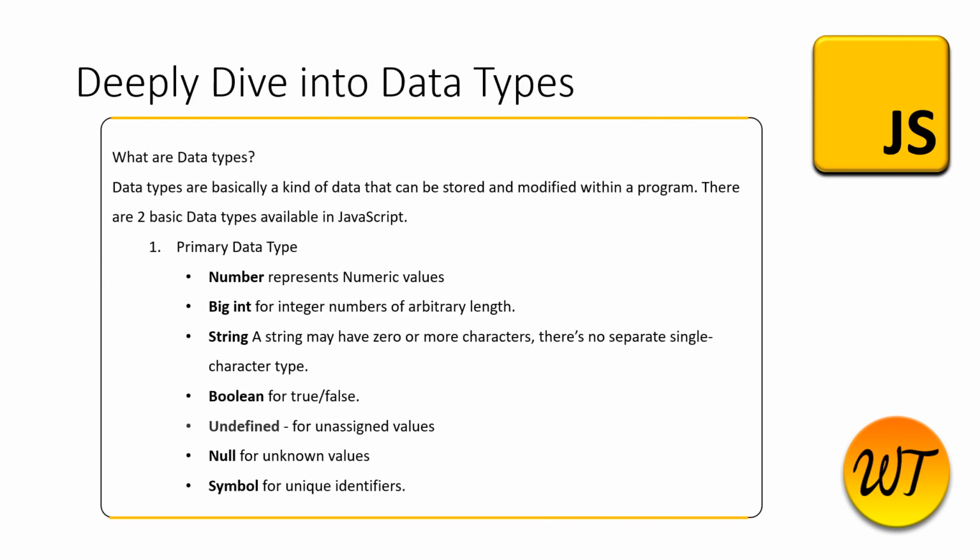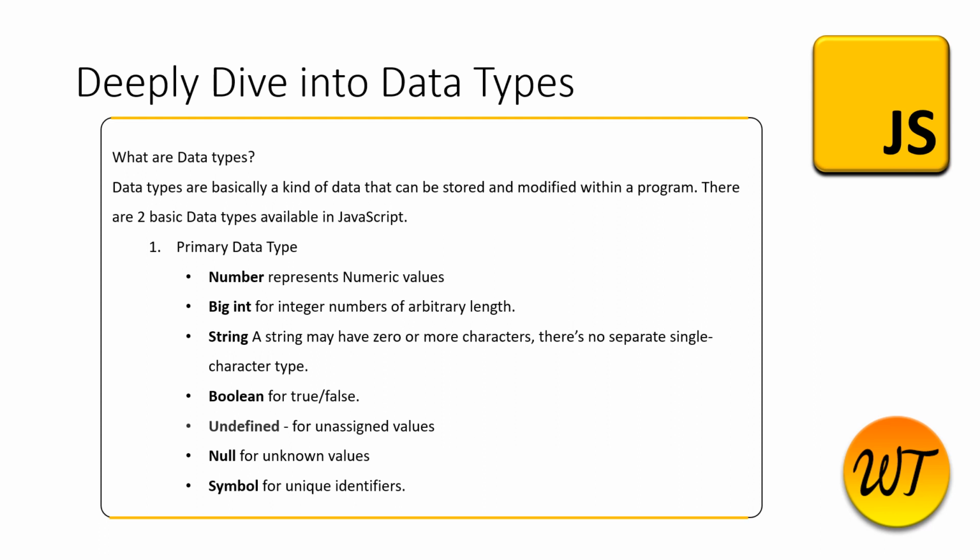What are data types? Data types are basically a kind of data that can be stored and modified within a program. There are two basic data types available in JavaScript. Primary data type, number, represents numeric values. BigInt, for integer numbers of arbitrary length. String, a string may have 0 or more characters. There's no separate single character type.